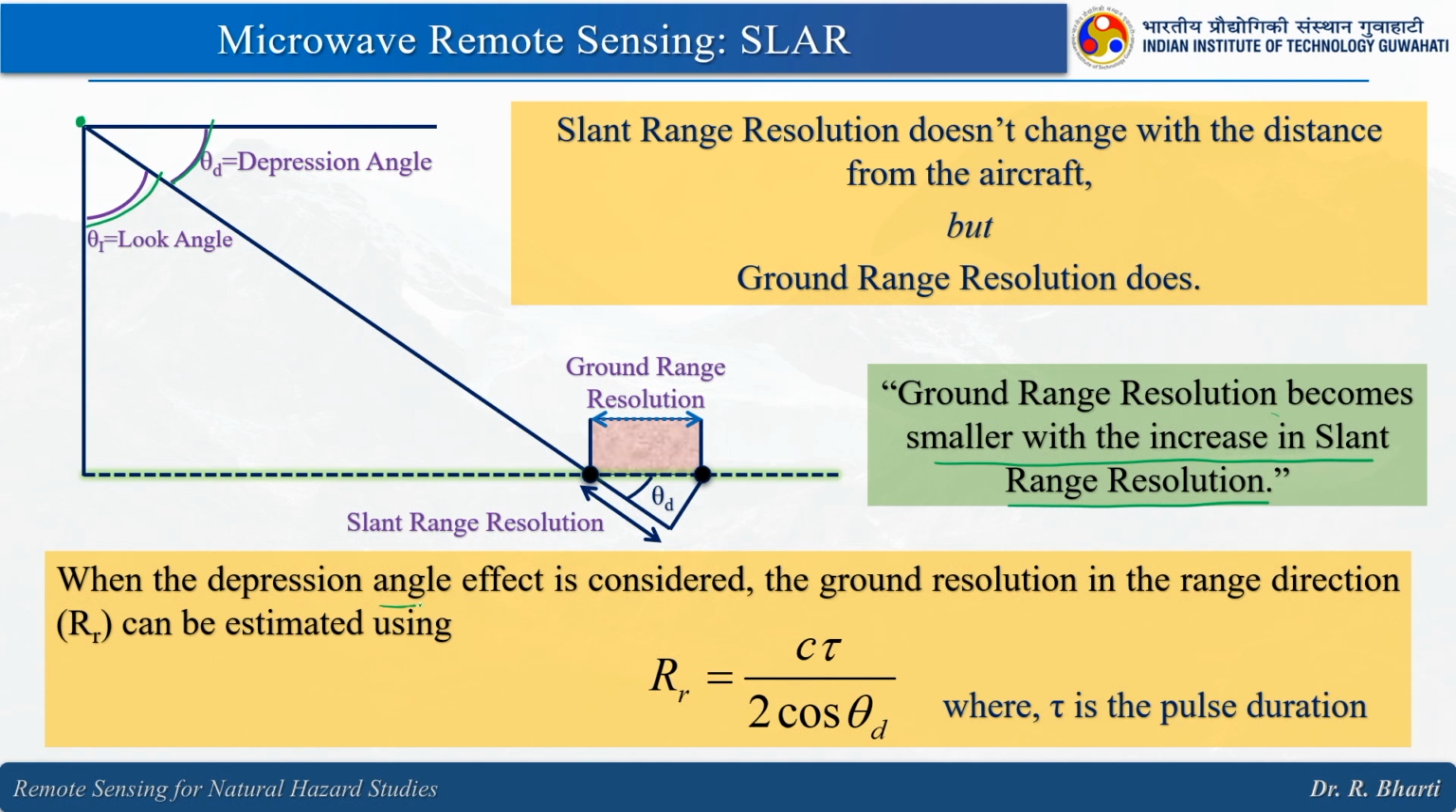When the depression angle effect is considered, the ground resolution in the range direction RR can be estimated using this formula, where T is the pulse duration. This is very important. Now, we will understand the azimuth resolution. What is azimuth? We have seen the azimuth, but what is the azimuth resolution?